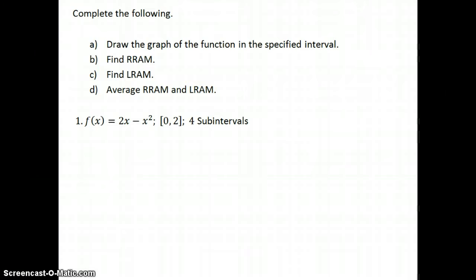Let's go ahead and get started on finding the area under this curve, f of x equals 2x minus x squared. We're going from 0 to 2, looking at 4 subintervals. Alright, well, let's go ahead and get started with A, the graph.